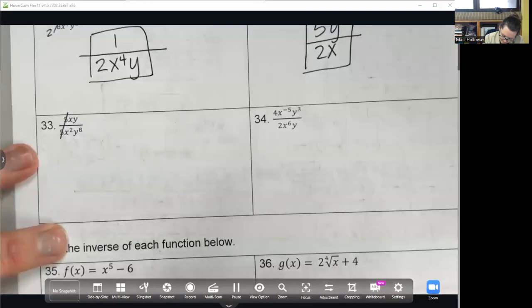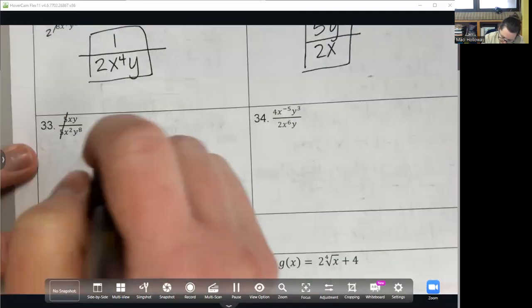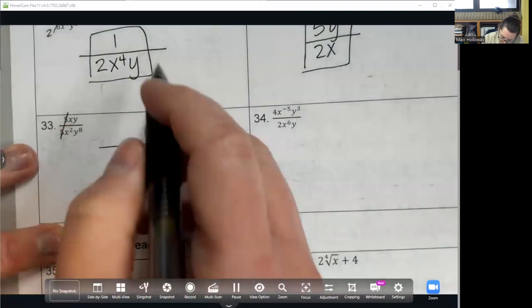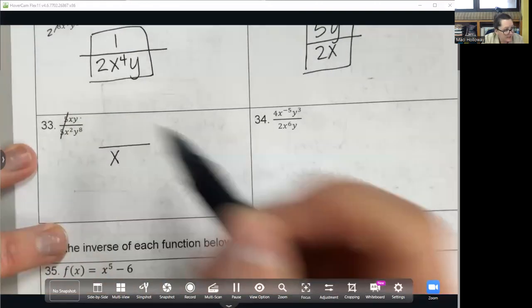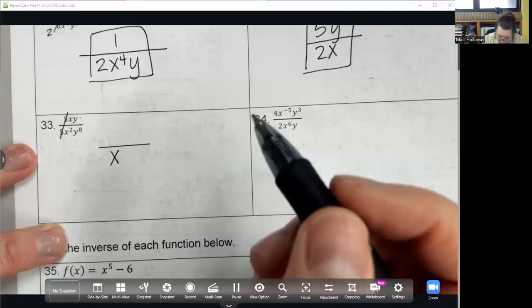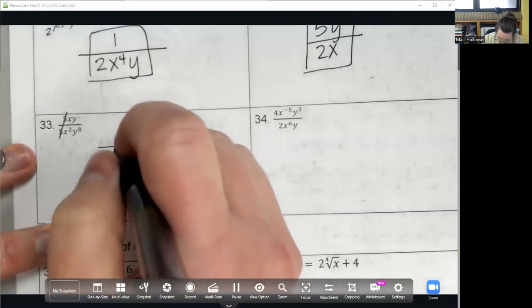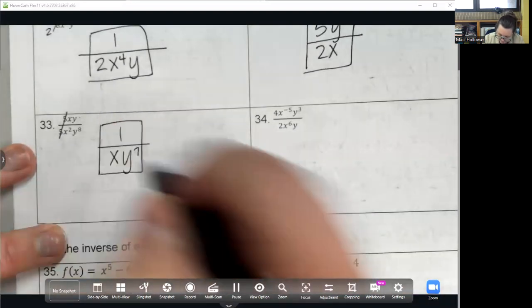All right, 5s and 5s cancel. So I have 1 minus 2 is -1, so x goes on the bottom. 1 minus 7 is negative. 1 minus 8 is -7. 7 goes on the bottom. If there's nothing on the top, you put a 1.